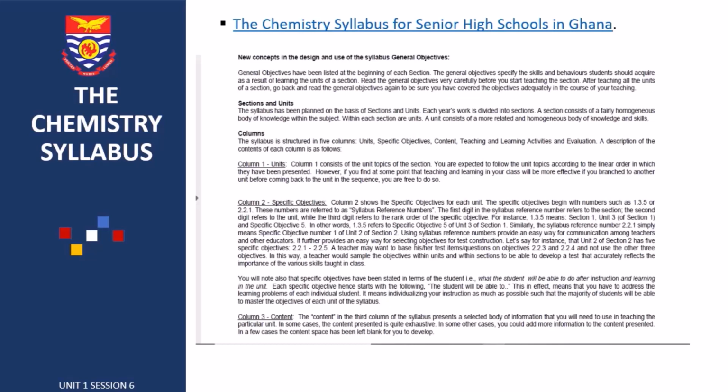When we look at the syllabus, how the subjects are being constructed is through tables. Now the tables are in 5 columns. So the syllabus is structured in 5 columns, and each column has a title. The first column talks about the unit. The second, specific objectives. Column 3, content. Column 4, teaching and learning activities. And column 5, evaluation. So column 1, unit, consists of the unit topics of the section.